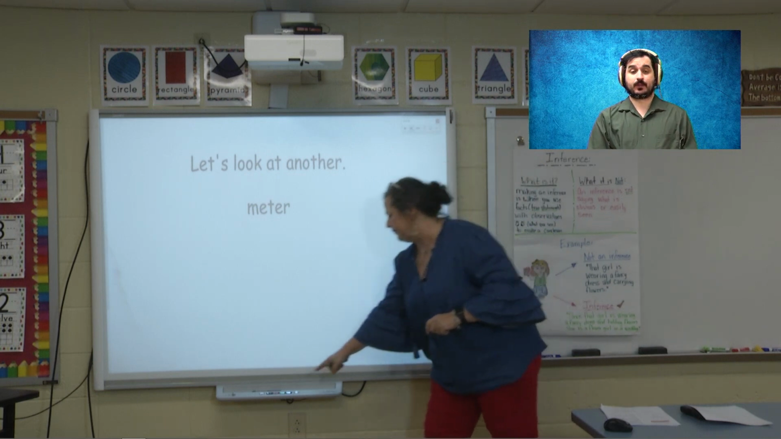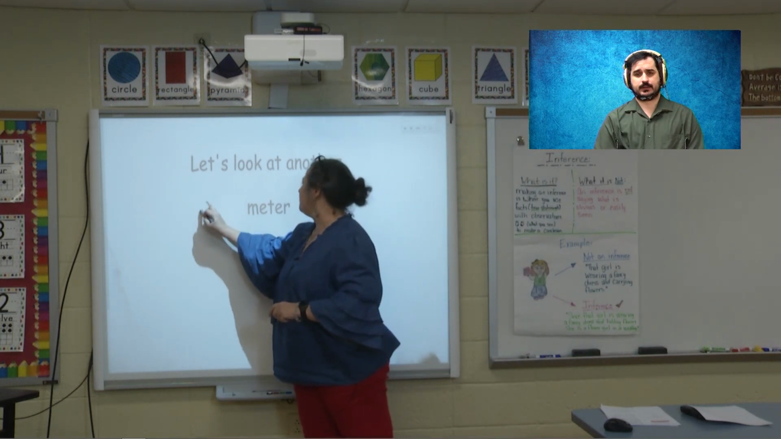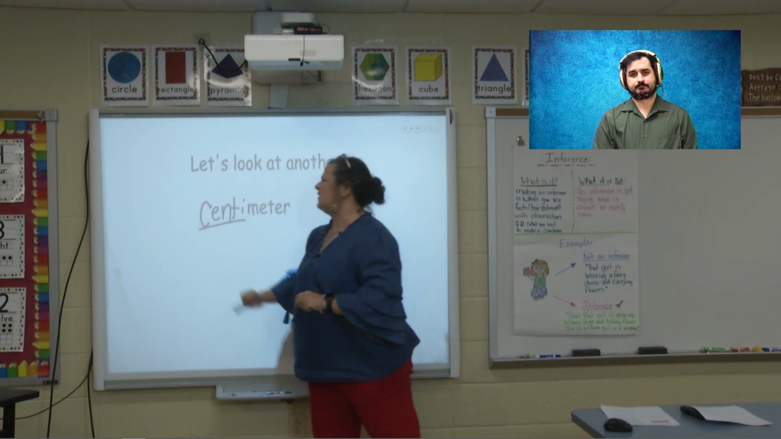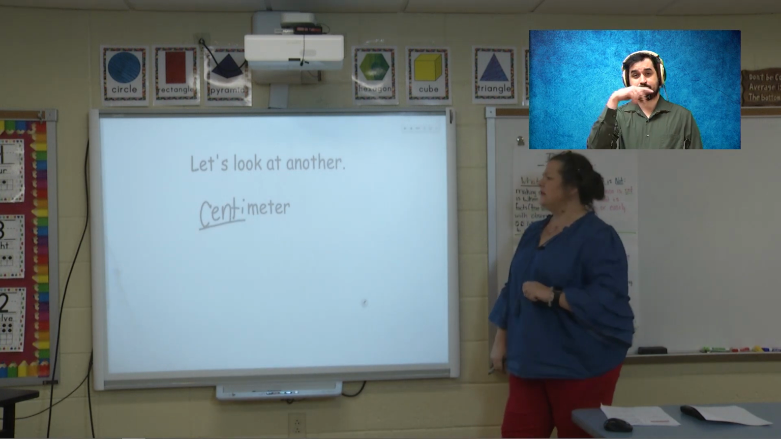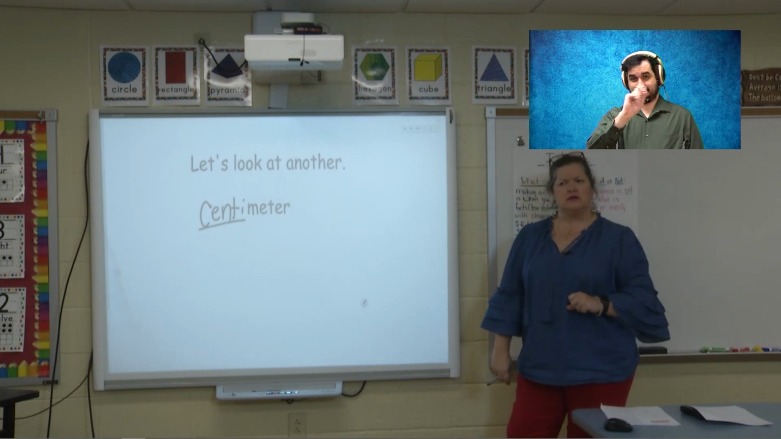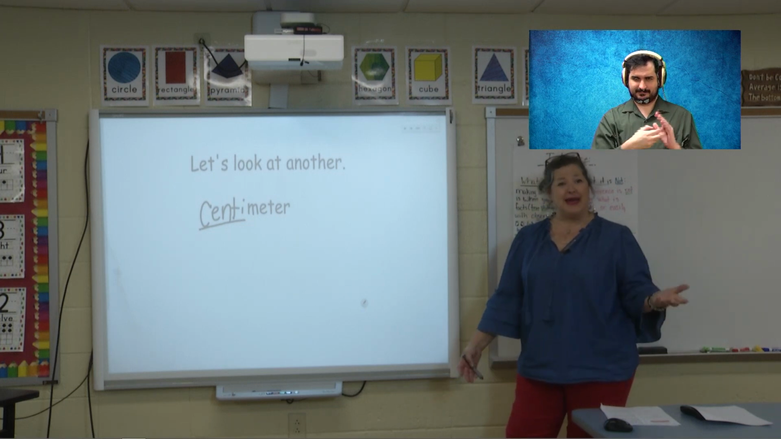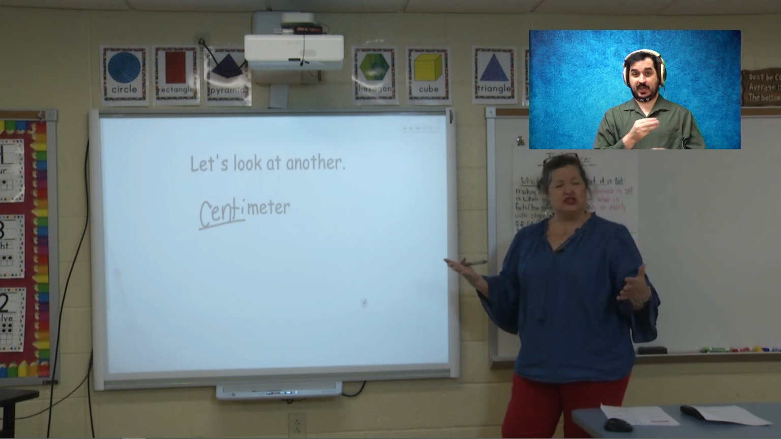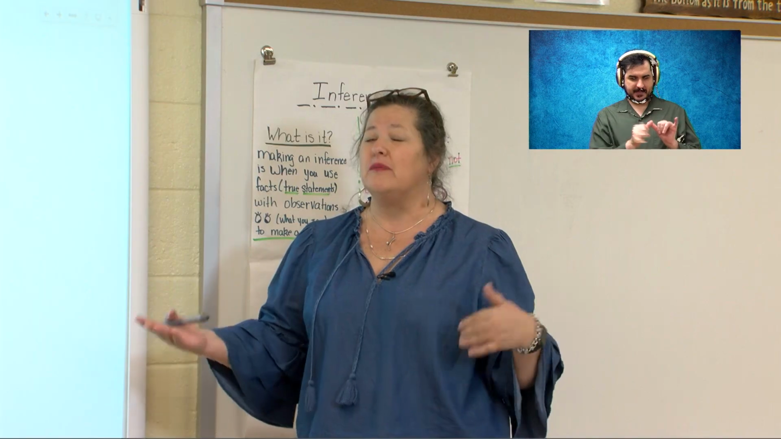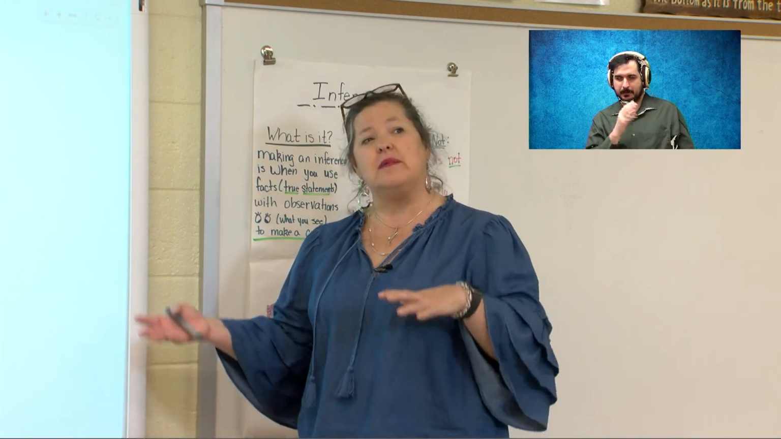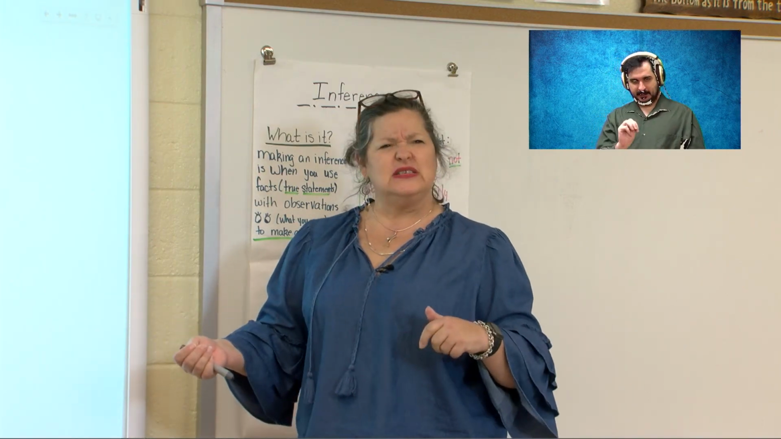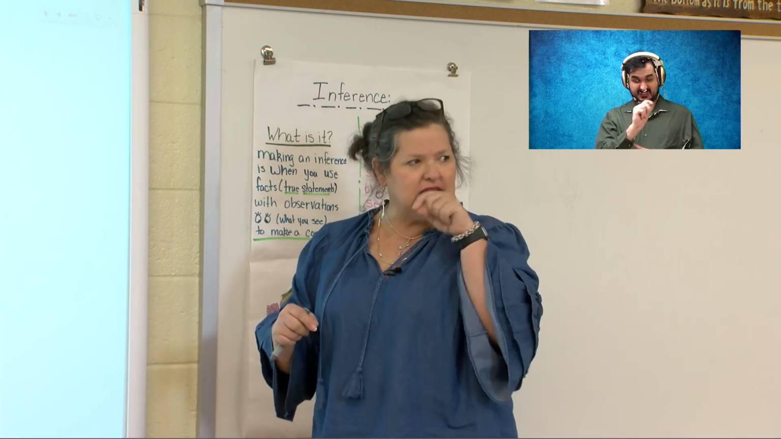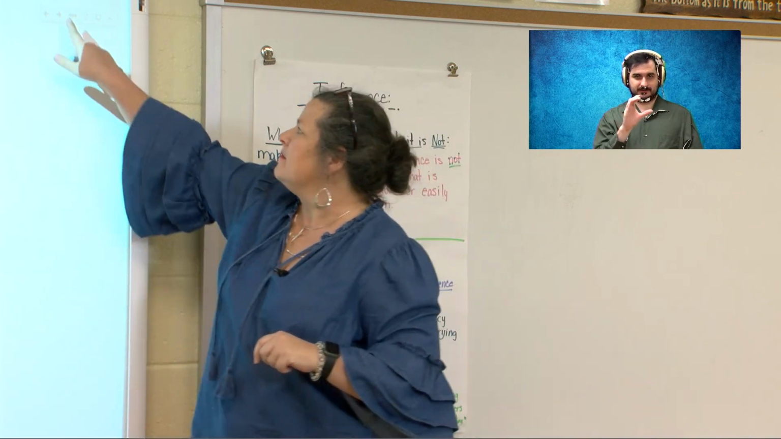Here's another one. Centi. Centimeter. Where have we heard that word? I'm thinking maybe in math when we measure. We look at our rulers and we measure in inches, or we might measure in the metric unit. We measure in centimeters. You have centimeters, millimeters. Okay? So centimeter. Centi means 100. So this would be 100 little ticks on your ruler.